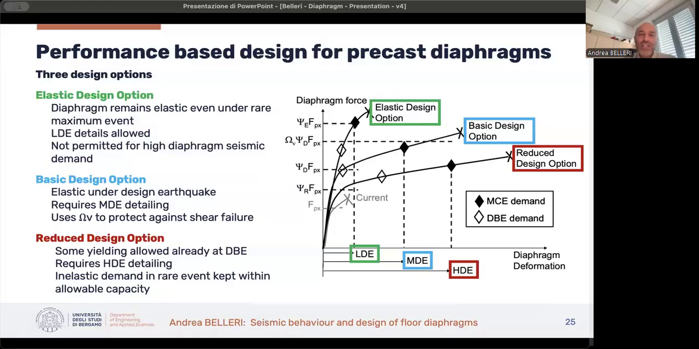Then for high seismic demand, a reduced design option is available for high ductile elements. And in this case, it's possible to consider the diaphragm plasticization also at the life safety.